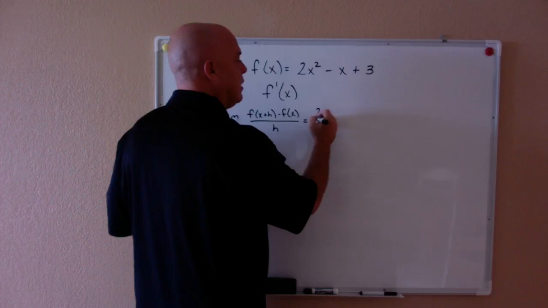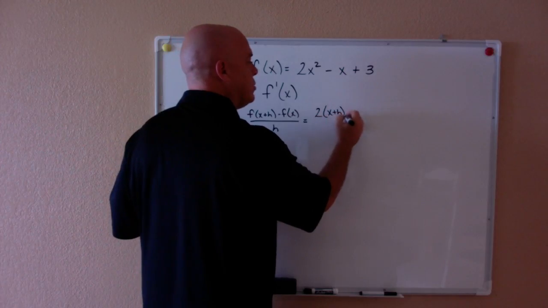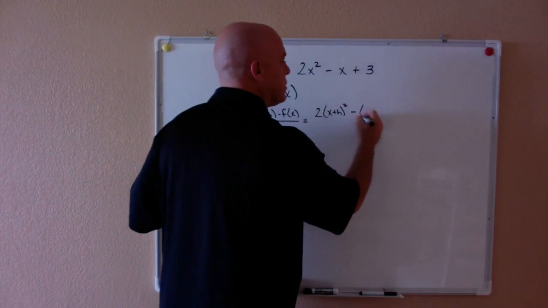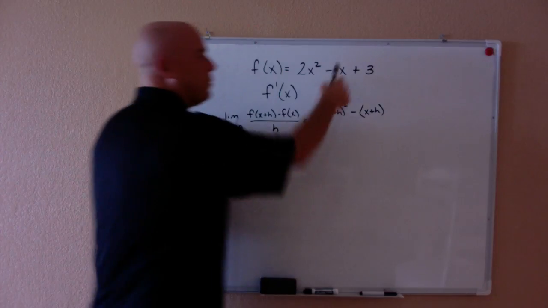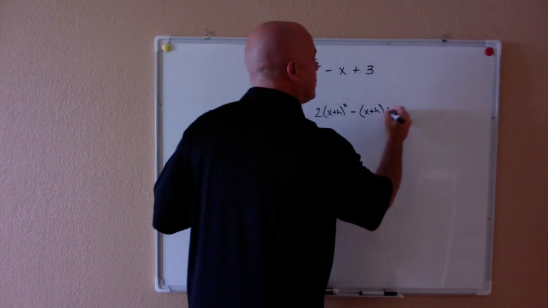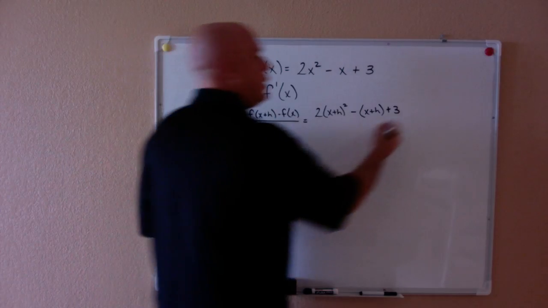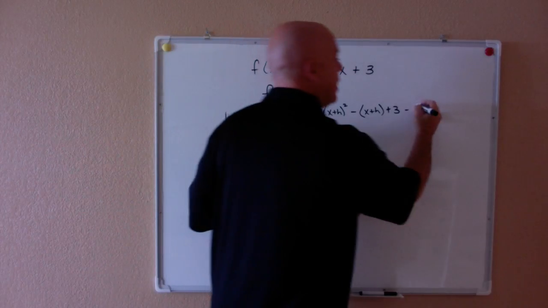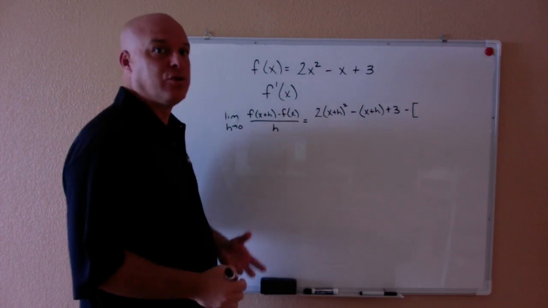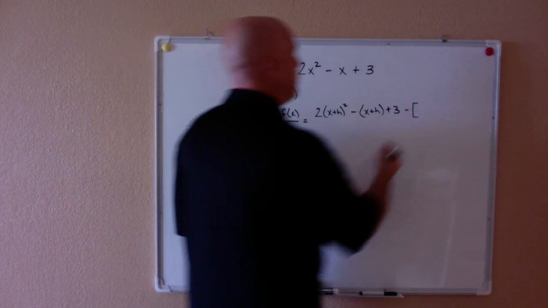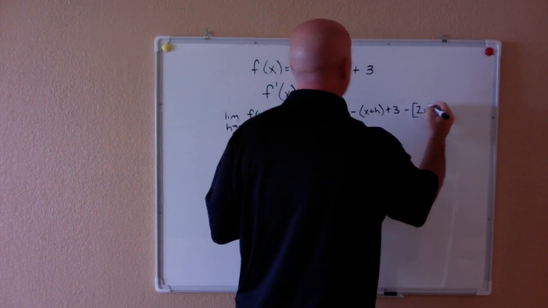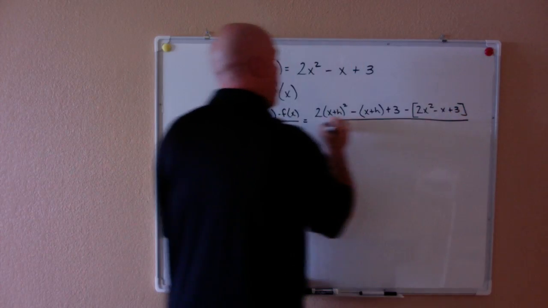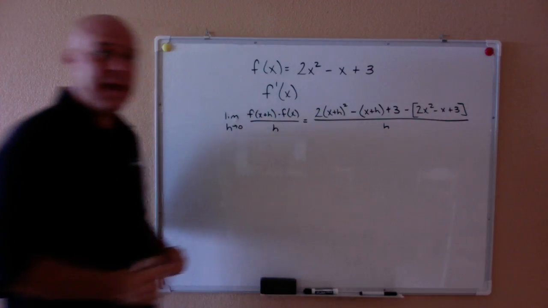So that's going to give me 2 times the quantity x plus h squared, replacing x with x plus h, minus x plus h, replacing that x with x plus h, plus 3. And then I'm going to subtract, so all of that is my f of x plus h. I'm going to subtract f of x. Again, be careful. Make sure that you're actually subtracting the entirety of f of x. So we're going to subtract 2x squared minus x plus 3. All of that is going to be divided by h.